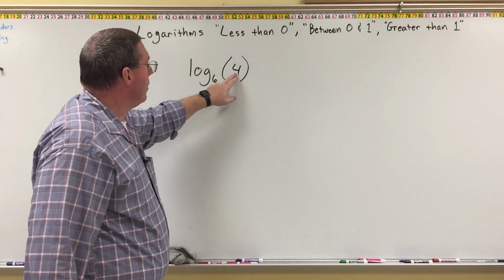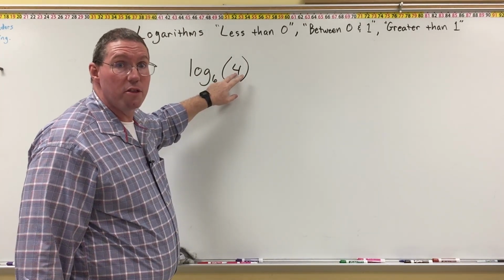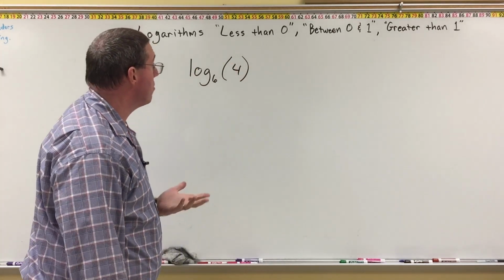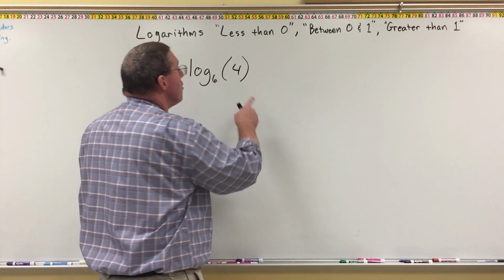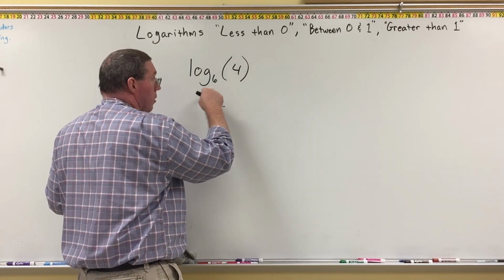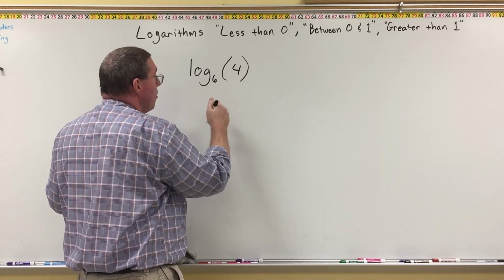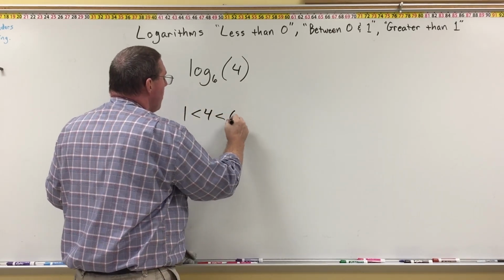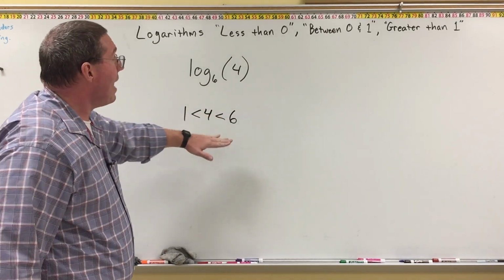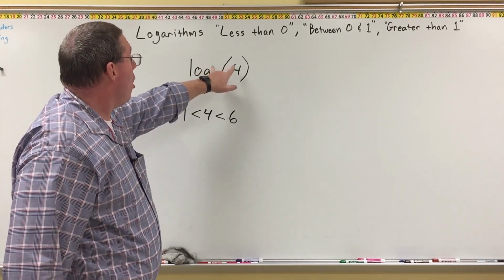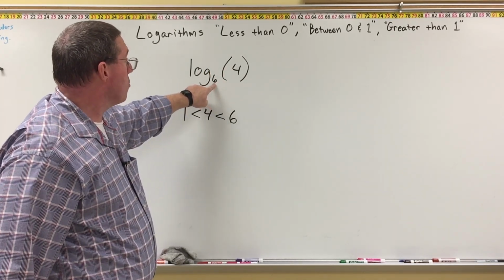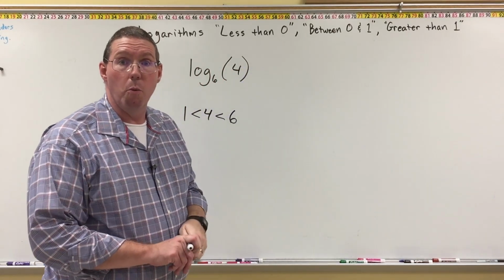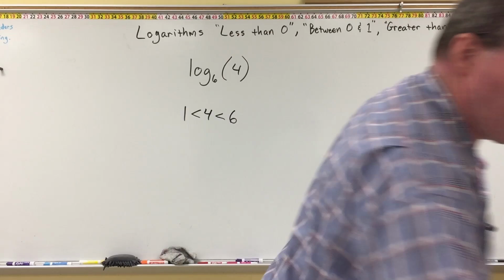The argument is not less than 1. Therefore, we're not going to select less than 0. The argument is between 1 and the base. 4 is greater than 1, but less than the base 6. And when that happens, our logarithm, the exponent that goes on the 6, is going to be between 0 and 1. Let's find out exactly what this one is.